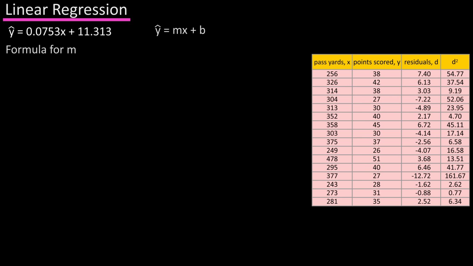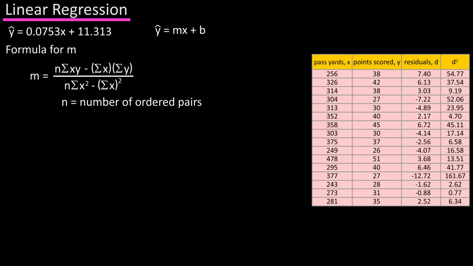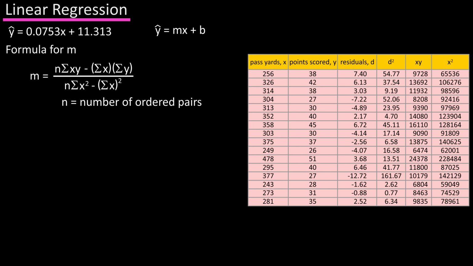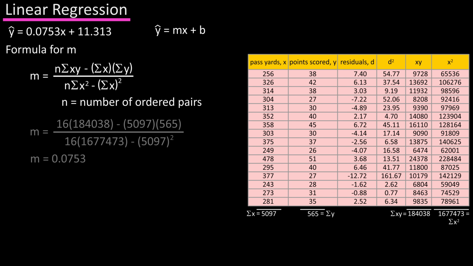The formula for m, the slope, is m equals n times the sum of x times y minus the sum of x times the sum of y, divided by n times the sum of x squared minus the sum of x quantity squared. And in this formula, n is the number of ordered pairs. In our table, we can add in 2 columns, which I've done here, x times y and x squared. Now we can sum these up at the bottom of the table and we have everything we need. Plugging into the formula, we get m equals 0.0753, and that is our slope.